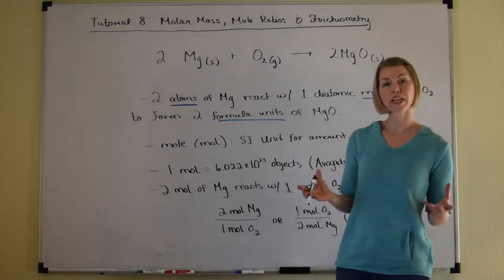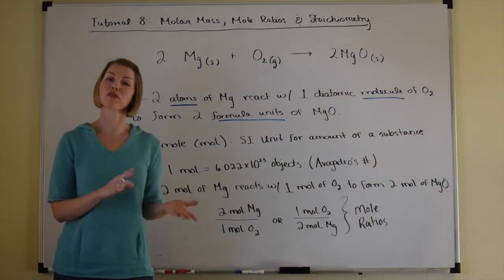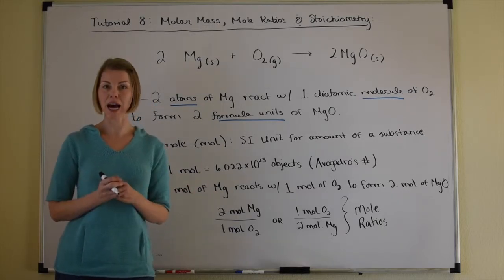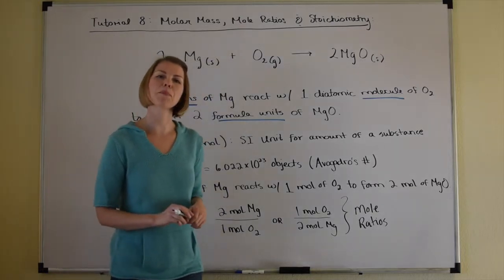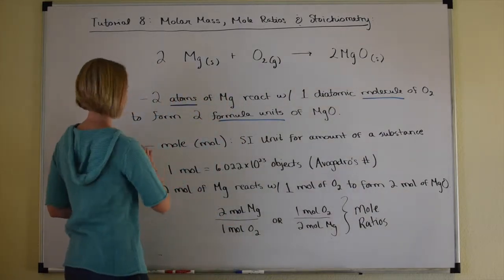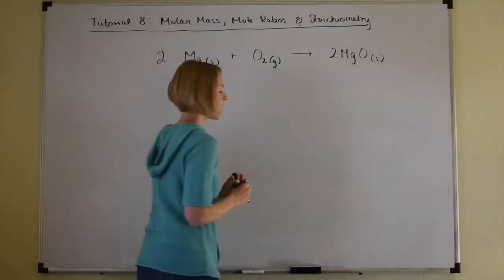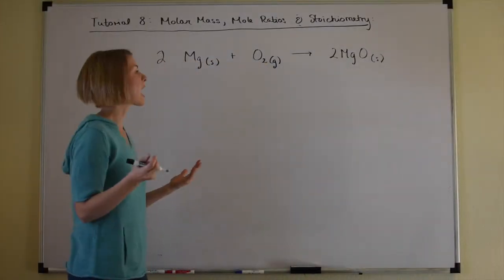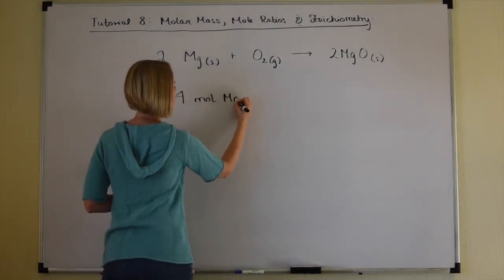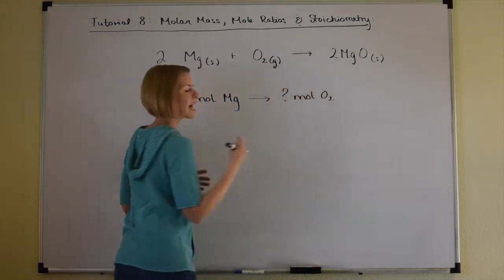And a mole ratio is useful for converting. It's a conversion factor that we can use to convert between the quantity of 2 different substances in a balanced chemical equation. So let's see an example of how we might use a mole ratio in a calculation. Let's erase all of this except the equation. Let's say that we want to react 4 moles of magnesium, and we need to know how many moles of oxygen that is going to take.